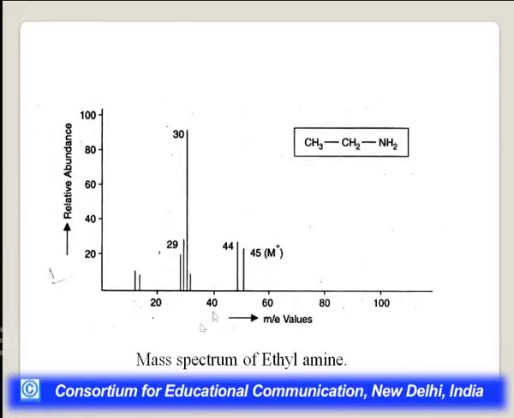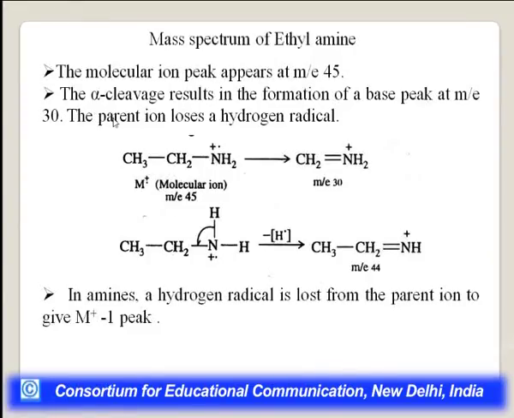Here you can see the mass spectrum of ethylamine, that is CH3CH2NH2, and you can see the significant peaks at 44 and 45. 45 is the molecular ion peak, and 44 is due to CH2=NH2. In the mass spectrum of ethylamine, the molecular ion peak is observed at 45. The alpha cleavage results in the formation of this, and it will give you a base peak. Remember, the base peak is very important for any kind of mass spectrum.